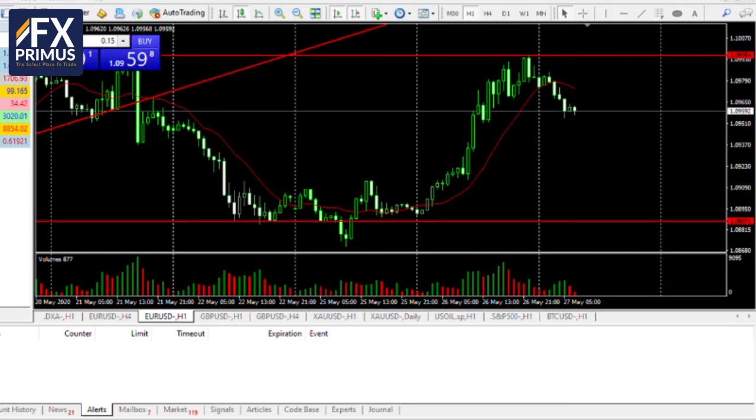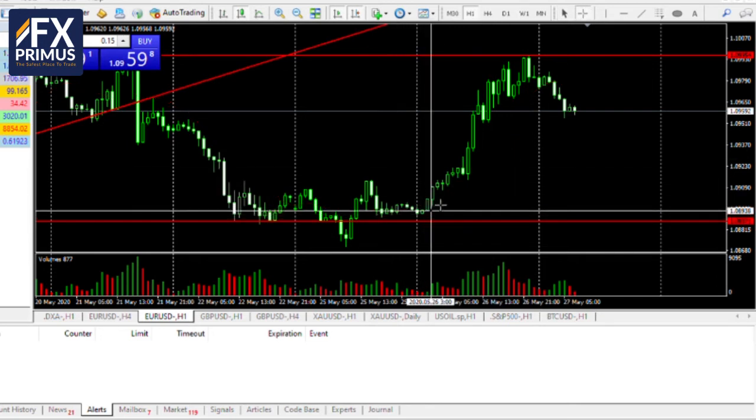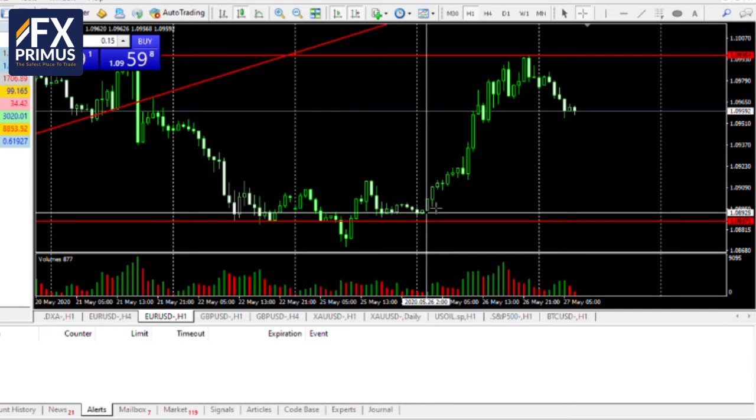Okay, so similar goes for the euro dollar. Okay, for the euro dollar, we can see that it was also mostly bullish from as early as 2 plus 5, 7 a.m.